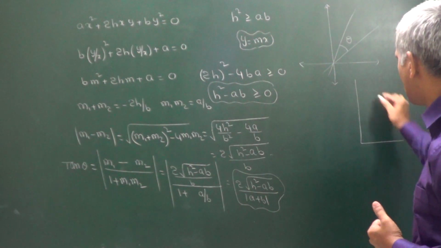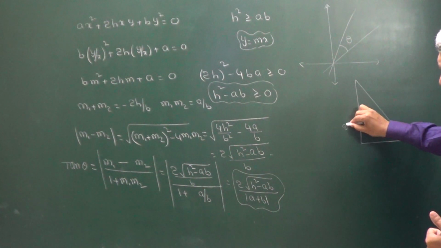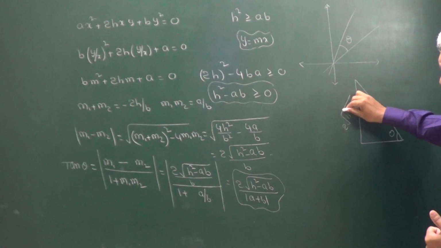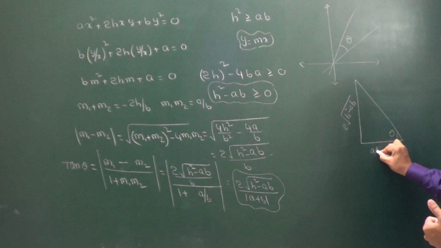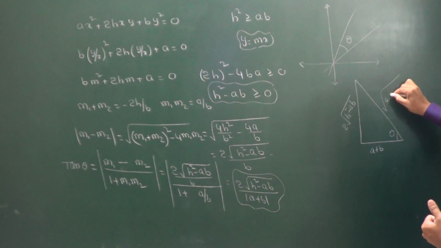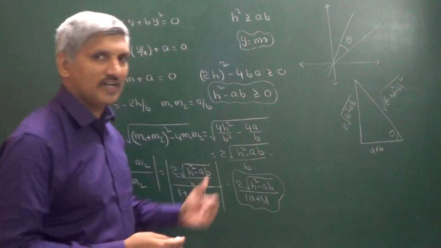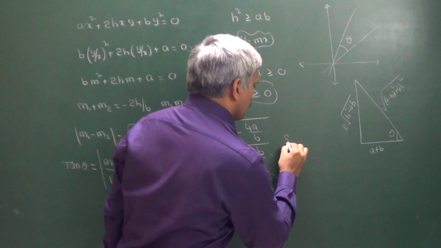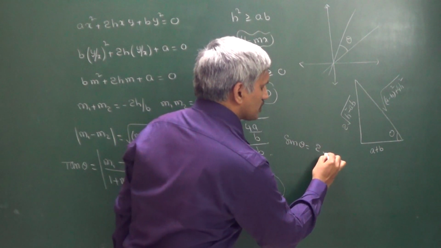Now observe here from this figure, you know tan theta is equal to, this is the opposite side, 2 into square root of h square minus ab, and at the same time the adjacent side is nothing but a plus b. So the hypotenuse we can find as square root of (a minus b) whole square plus 4h square, right? Now from this information we can find the formula for the angle between a pair of straight lines in terms of sine theta.